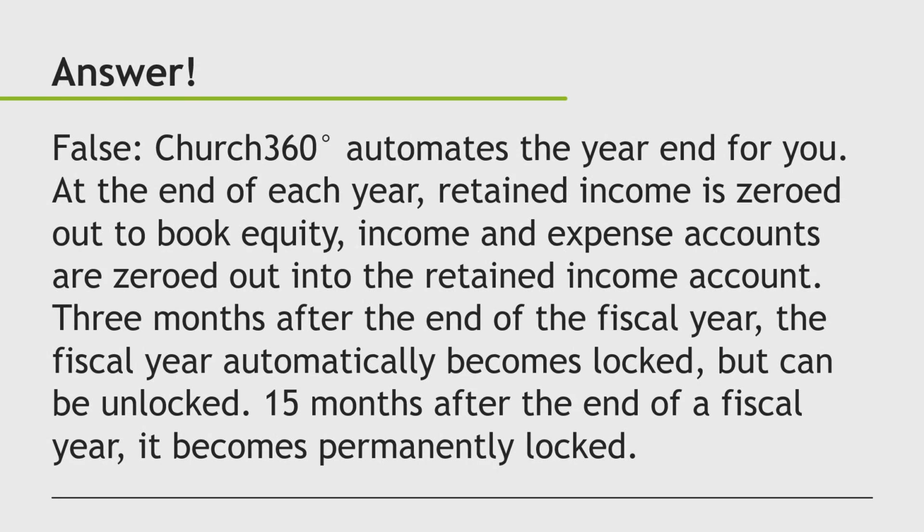Now, 3 months after the end of the fiscal year, your previous fiscal year automatically becomes locked, but it can still be unlocked. 15 months after the end of the fiscal year, though, it becomes permanently locked. So remember, you can still go back and work on your previous fiscal year, and even the year before that, in the first 3 months of your new fiscal year. But once you get past that 3-month window, your previous fiscal year is going to lock. You'll still have the opportunity to unlock it, and the year before that will become permanently locked.